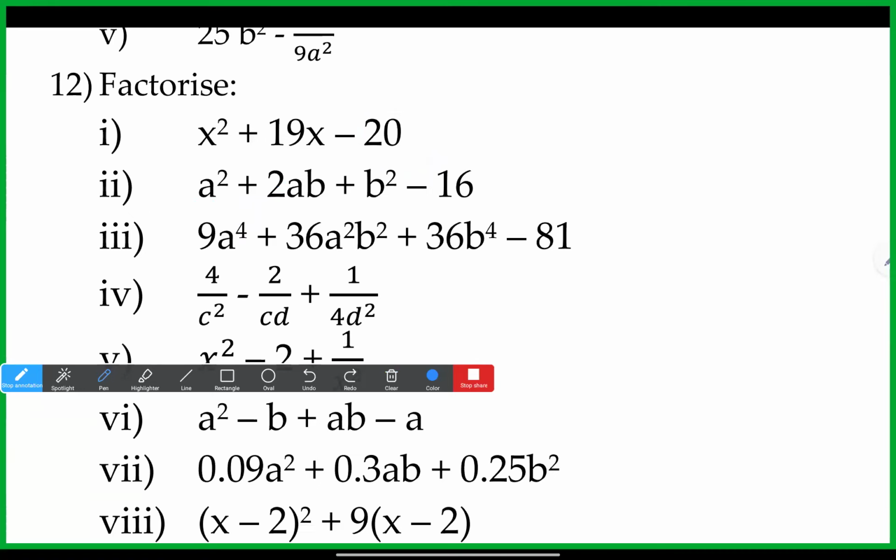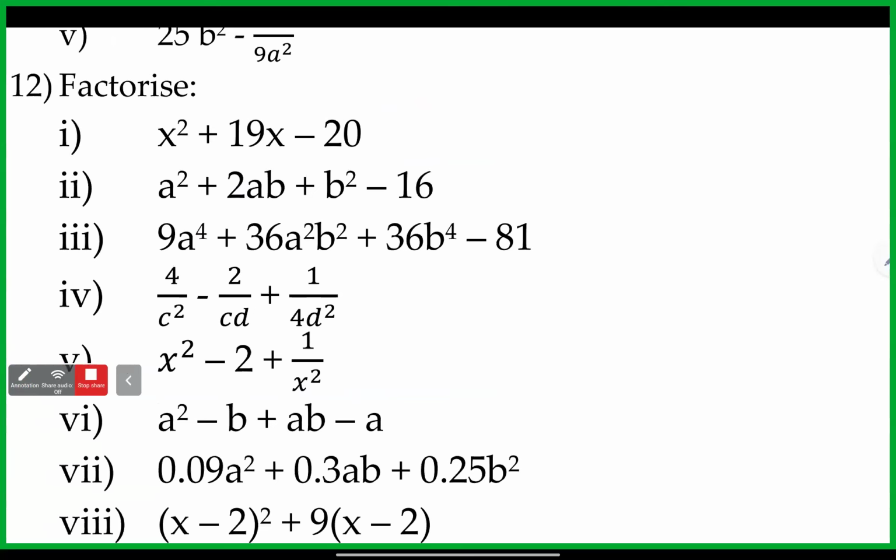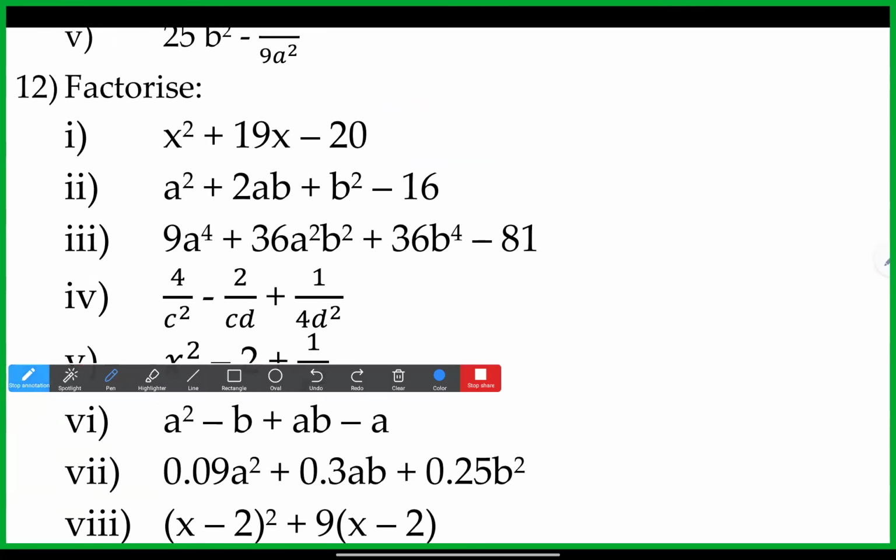Recently, I taught one more. Whenever a trinomial is there, the middle term, the x term, will be split into two parts. The two parts should be in such a way that when you multiply, you get the end term's product. So the end term is 20, into the coefficient of x square, which is 1. 20 into 1 is 20. So you have to check the factors of 20 in the rough space: 1 into 20, 2 into 10, 4 into 5.